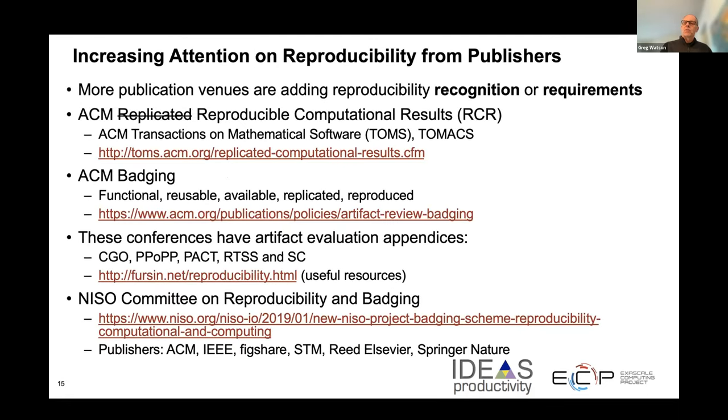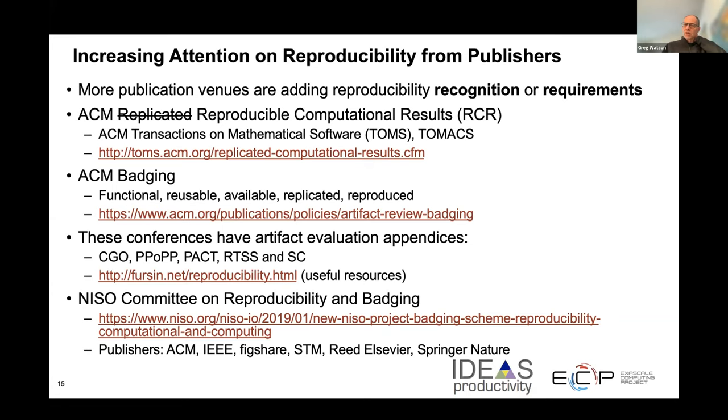We're also seeing publishers pay a lot more attention to reproducibility, not just in computing, actually, but in many scientific disciplines. There are some examples here. There's the ACM replicated computational results, or if we're interchanging replicated with reproducible, then we can use that terminology as well. That's part of the Transactions on Mathematical Software. There's a link there.